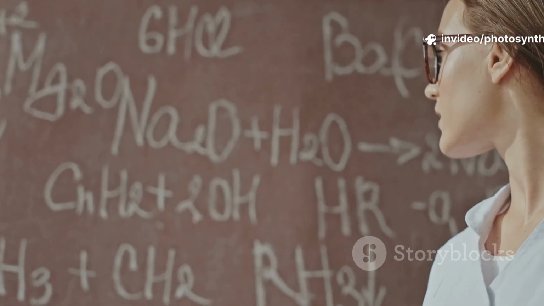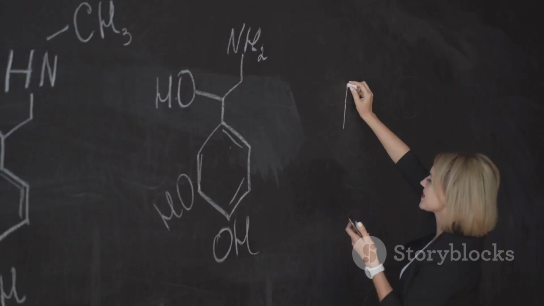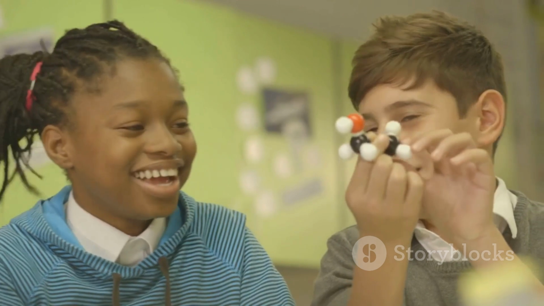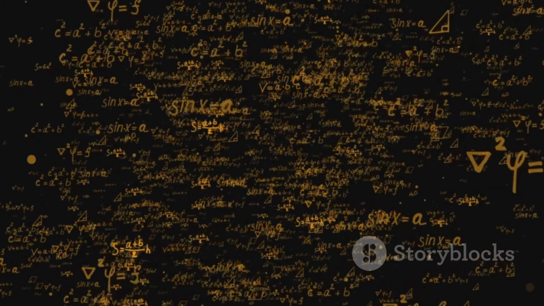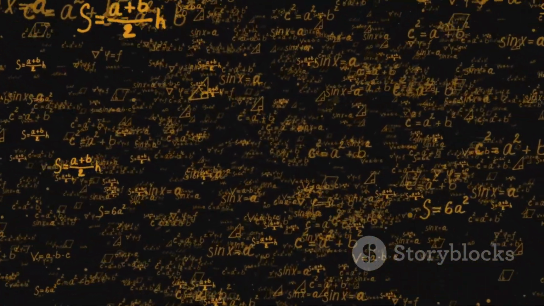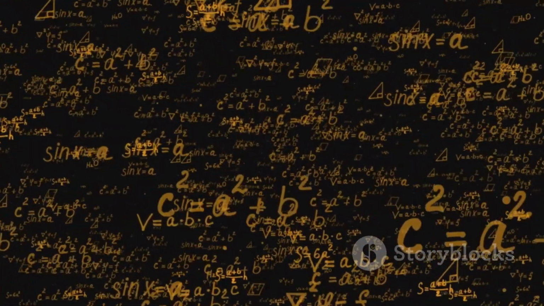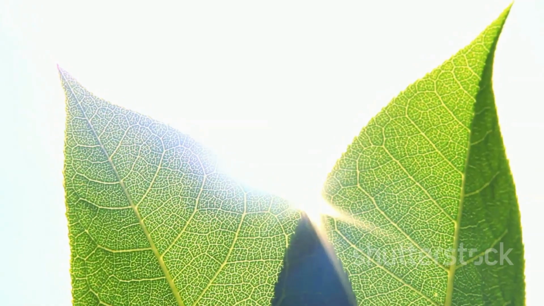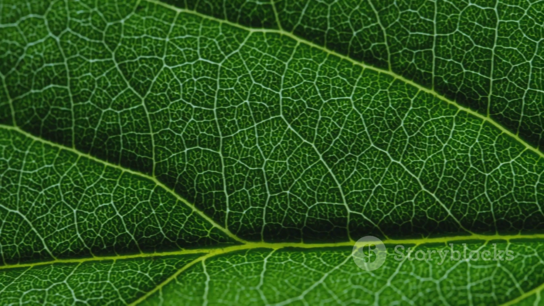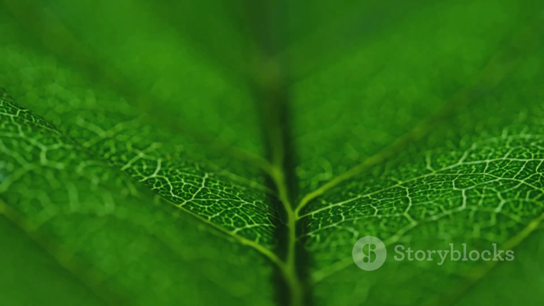Let's balance it out. The full balanced equation is 6 carbon dioxides plus 6 waters plus light energy equals 1 glucose and 6 oxygens. That's 6 CO2 plus 6 H2O plus light energy makes C6H12O6 plus 6 O2. So every time you see a green leaf, remember, it's not just a leaf. It's a tiny factory quietly fueling life on Earth.